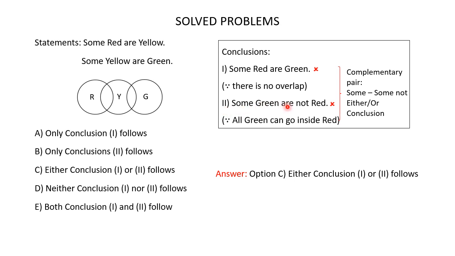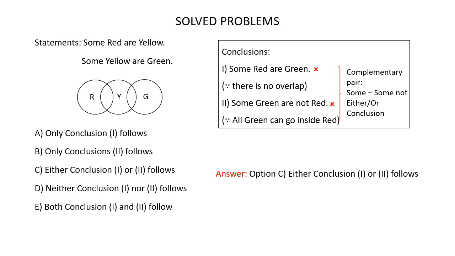Conclusion 2. Some green are not red. Now to check if this conclusion is true or not, see in the basic diagram if all green can go inside red. Now you have green here and red here in this basic Venn diagram. Clearly you can see that there is no restriction between green and red. So all green can go inside red. Now since all green can go inside red, the conclusion some green are not red is wrong.